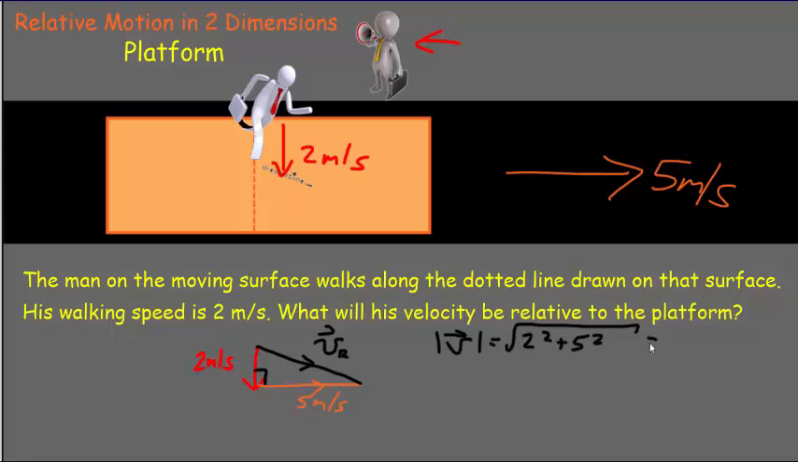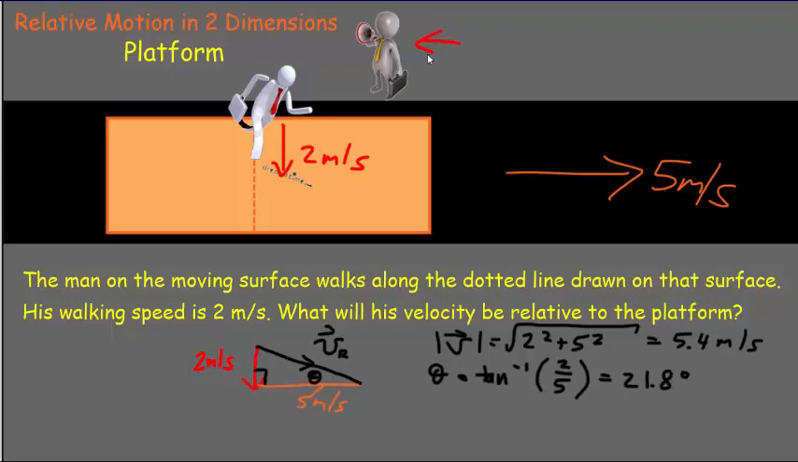Take the square root of that, and you should get an answer of 5.4 meters per second. And let's try to solve for this angle down here. 2 is the opposite side, 5 is the adjacent side, so that means that theta has to equal the inverse tan of the opposite side, the 2, divided by the adjacent side, the 5. And if we work that out, we get 21.8 degrees.